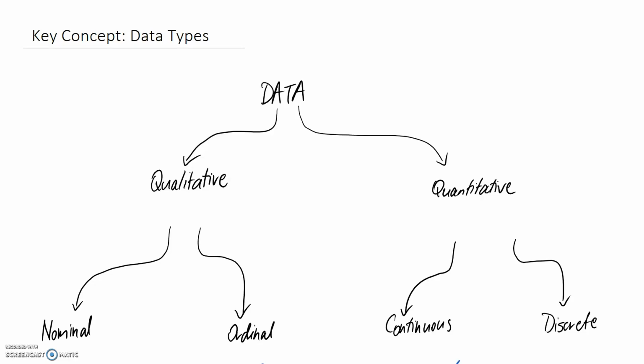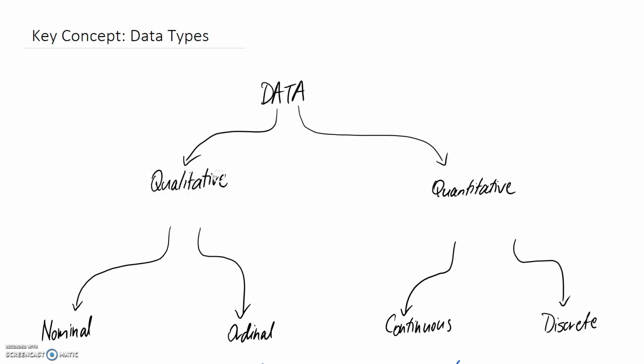So in this video we're going to talk through the key concept of data types and how we can classify data as either qualitative or quantitative, and then some further subtypes that we can put our data into. So to start off with, if we have some piece of data that we've collected about a population, we can classify it as either qualitative or quantitative.